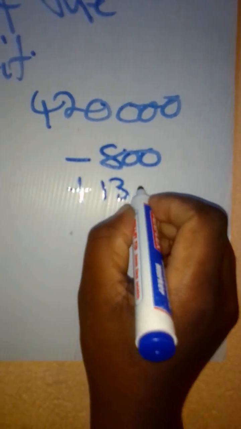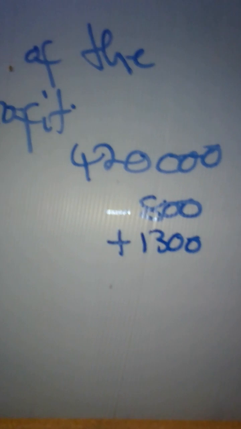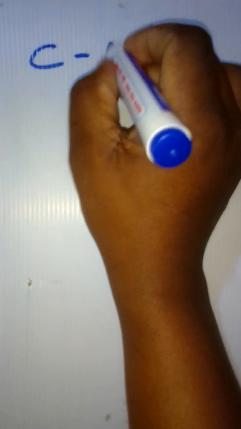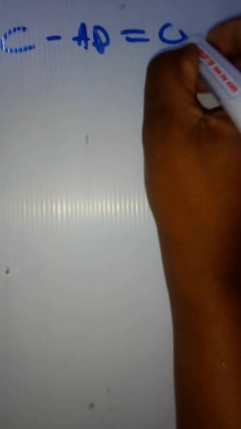Okay, 1,300. Now we move on to depreciation of equipment at 10% on the diminishing balance method. The equipment is given at 150,000. We are using the diminishing balance method, which says cost minus accumulated depreciation is equal to carrying value. When we get the carrying value, we multiply by the 10%.